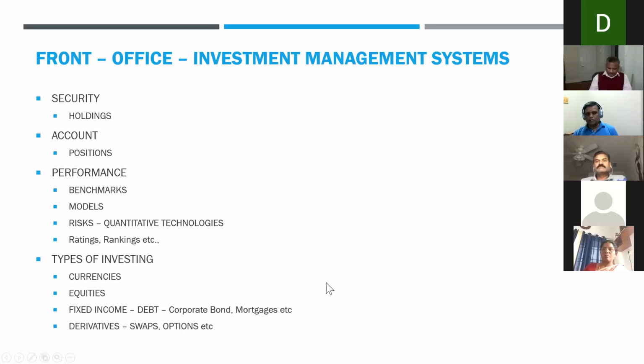So let's go back and peel back a little bit on front office investment management systems. What type of data do we actually use in our day-to-day work? Yes, security. Security is not the security we are talking about, like cyber security or system security. Security means a stock. Microsoft is a security for me, right?